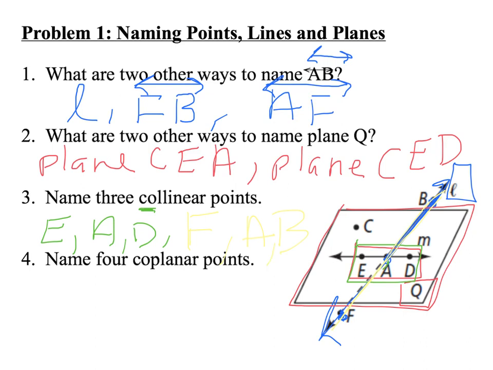If I'm looking at name 4 coplanar points, again, when you're saying coplanar points, you don't want them all on the same line, but 4 points that are on the same plane could be C, E, A, and D, because all of these are on the same plane. They're all on this, let's say if this was like a sheet of paper, plane.